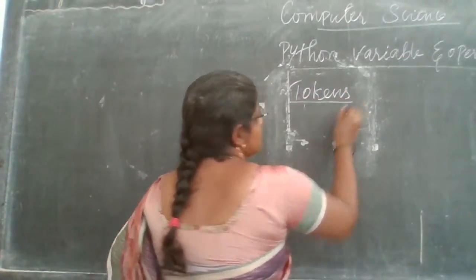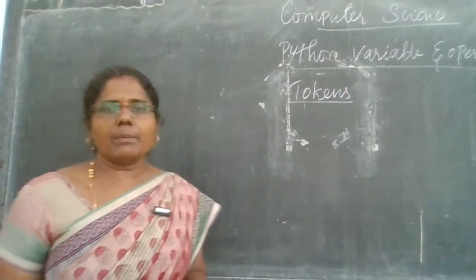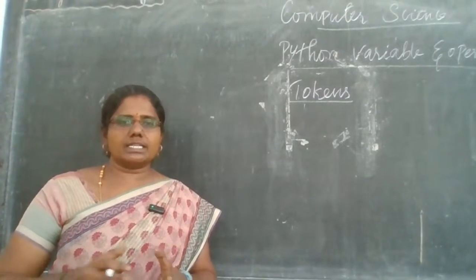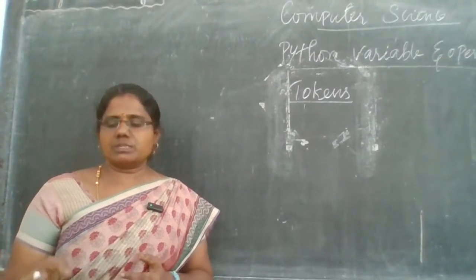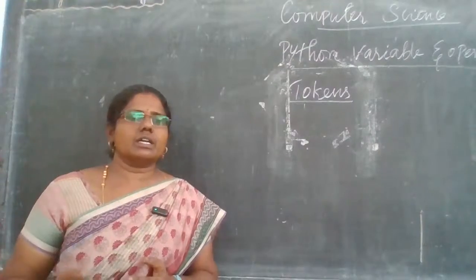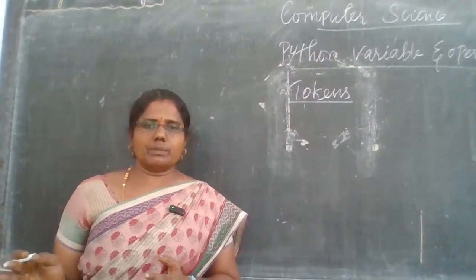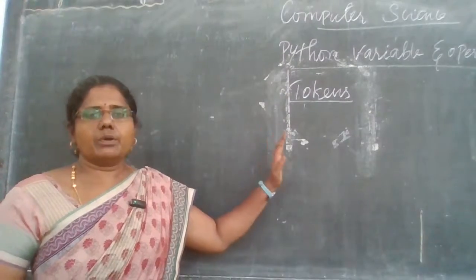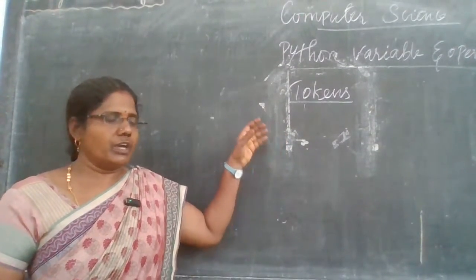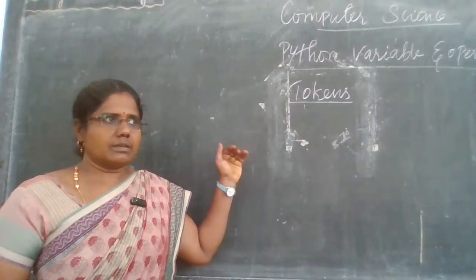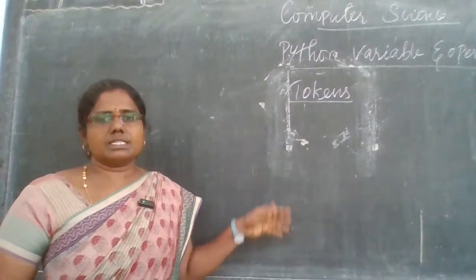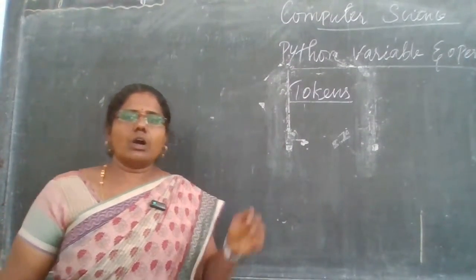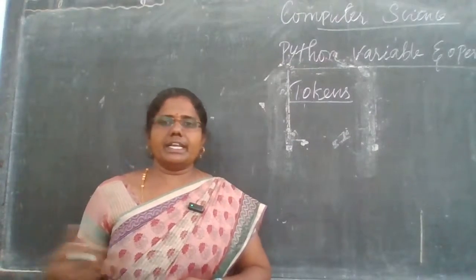Tokens are the smallest individual units in a program. With the help of tokens only, we are able to construct a program. Without keywords, identifiers, and operators, we can't write Python programs. Not only Python programs, tokens are the individual units in any program. So if you are writing a program, definitely we are using some tokens in that program: keywords, identifiers, operators, literals, all those things.